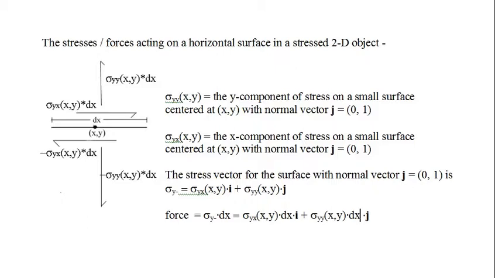The stress vector at x comma y corresponding to the surface dx is sigma yx times unit vector i plus sigma yy times unit vector j, and it equals the traction applied to the bottom of the object through the surface dx. The total force applied to the bottom of the object through the surface dx equals the stress vector times dx.